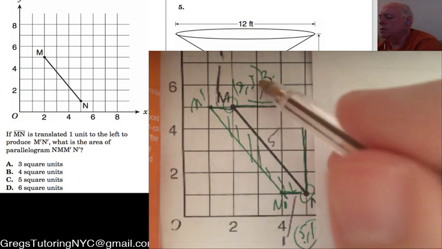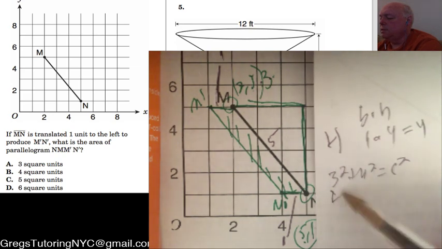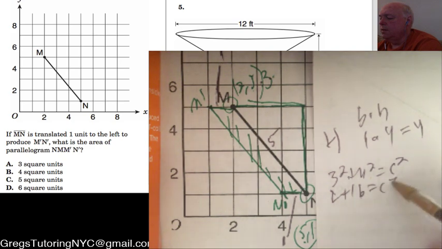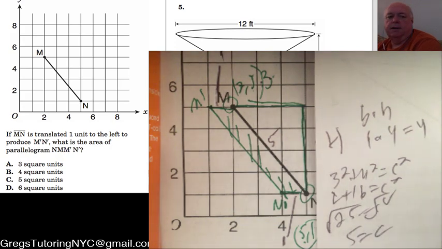Once we know this is 3 and 4, we can get 3 squared plus 4 squared equals c squared. And we get 9 plus 16 equals c squared. And we get 25 equals c squared. And then we take the square root of both sides, and we get 5 equals c. All right? So we know that that length is 5.